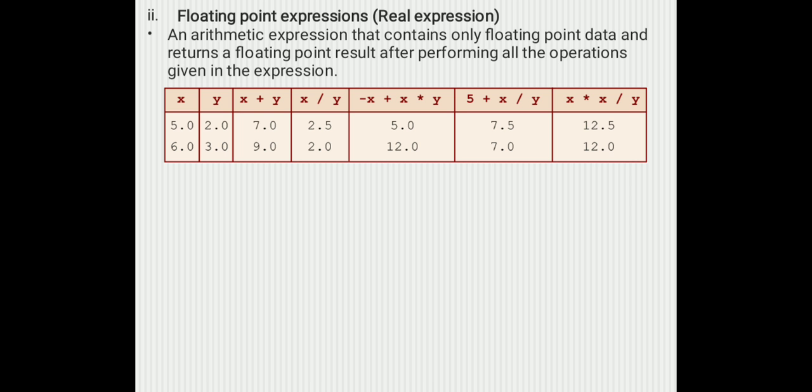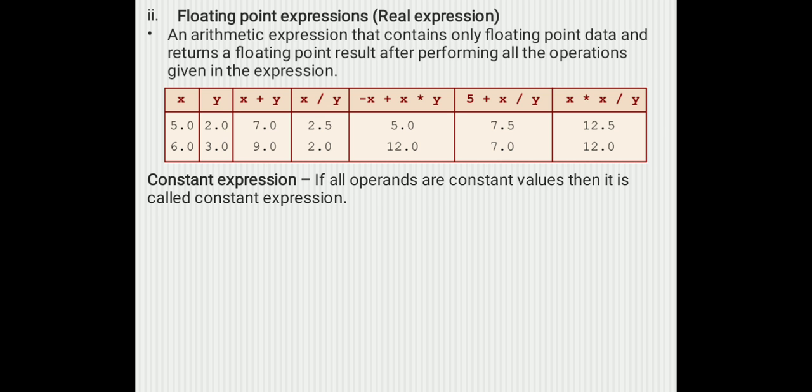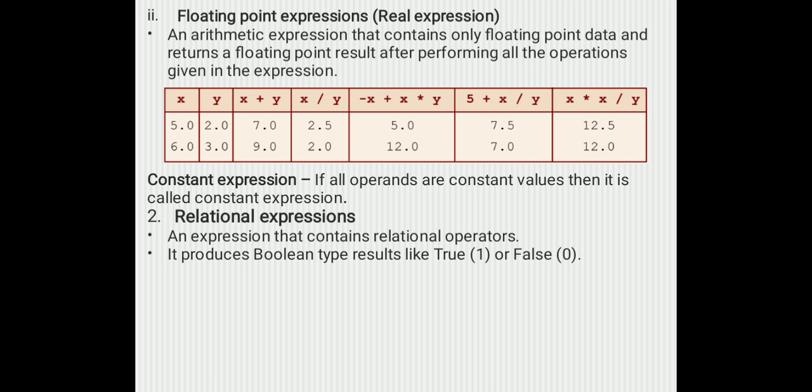For example, 5.0: by using the decimal point, it is a floating point value. So if the expression only contains floating point data, it is known as a floating point expression, and it always returns a floating point or fractional value. The next is the constant expression: if all the operands are constant values, then it is known as a constant expression.